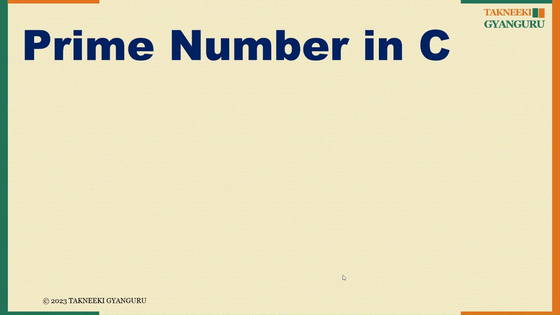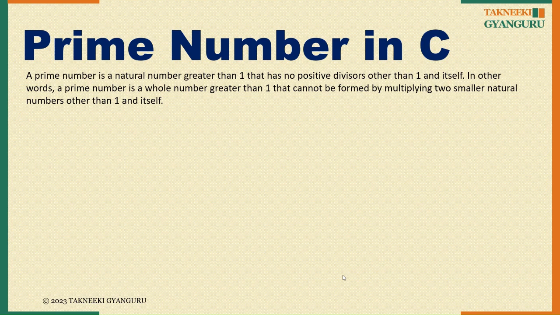Today we'll learn what is a prime number. We'll give you a demo in C also. A prime number is a natural number greater than 1 that has no positive divisor other than 1 and itself. In other words, a prime number is a whole number greater than 1 that cannot be formed by multiplying two smaller natural numbers other than 1 and itself.